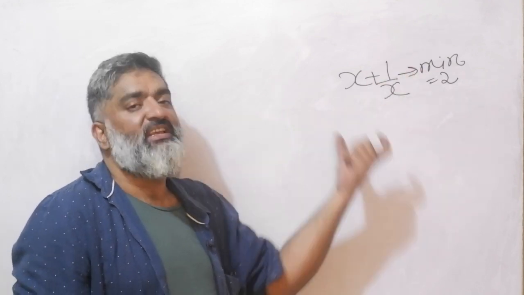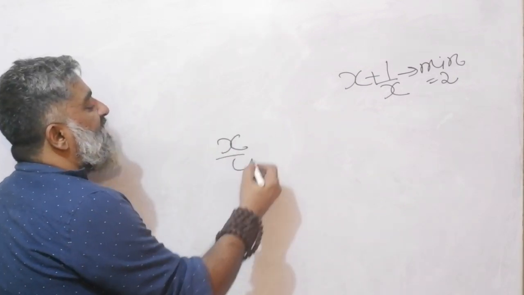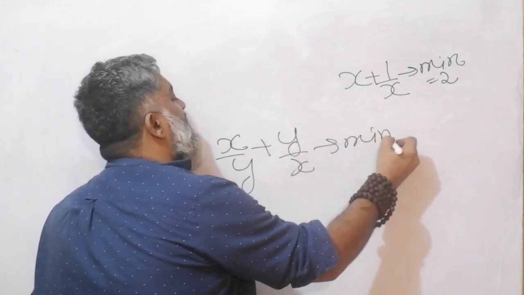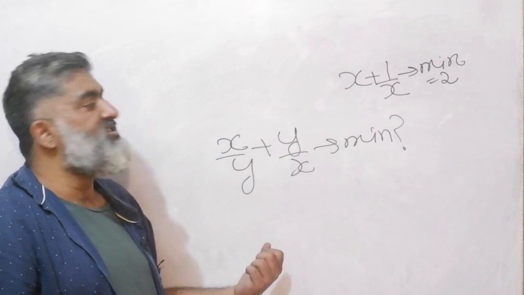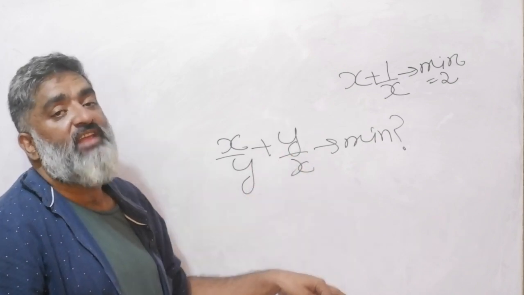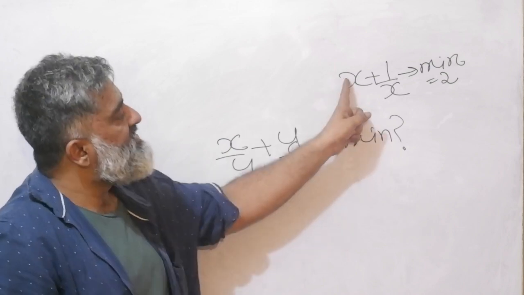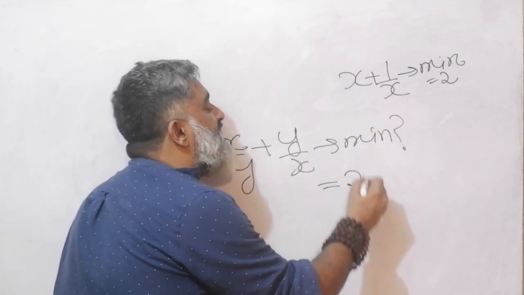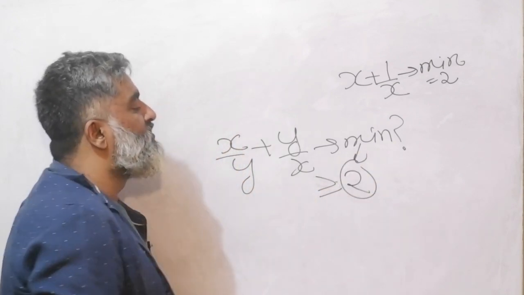Now I can use this as a concept to tackle a problem which looks like so: x by y plus y by x. What is the minimum value of this expression, given that x and y are positive integers? This is a variable and this is nothing but 1 upon that variable. Call this P, this is nothing but 1 upon P, following the same form. That means the sum for this minimum has to be 2. Not equal to 2, greater than or equal to 2.